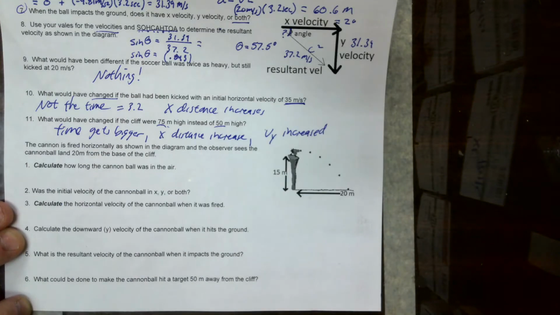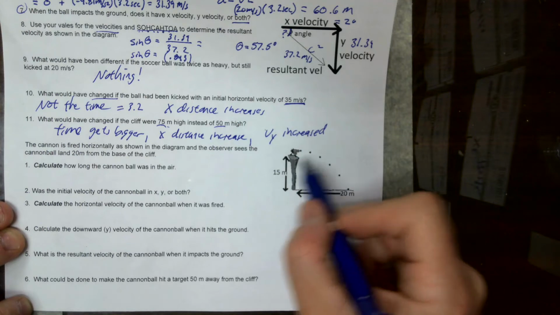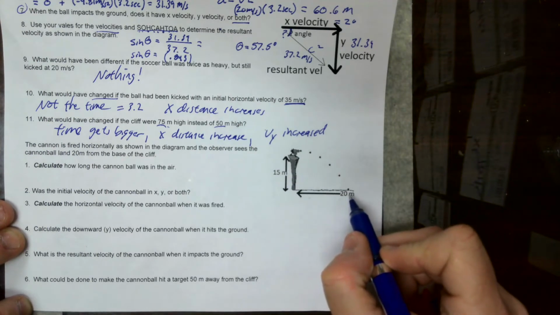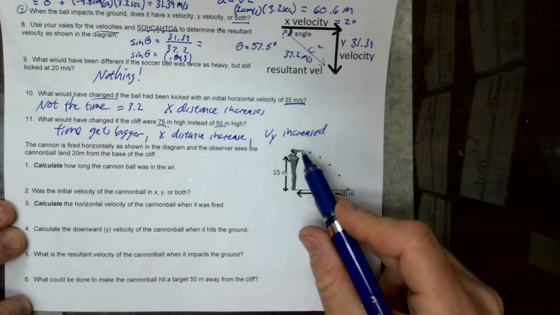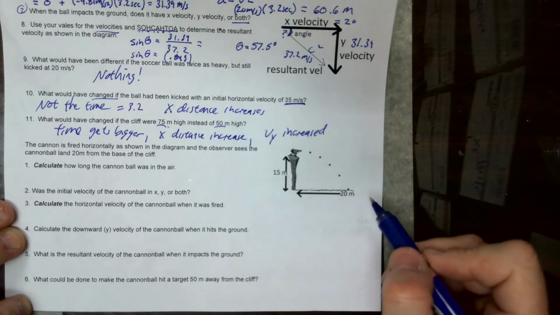So let's take a look at the second problem. The second problem is similar but different. Same thing. This time we've got a cannon launching a cannonball off of a known height of a cliff. This time we know where the cannonball lands. What we don't know is how fast it started with. So we're going to kind of work backwards and figure that out.